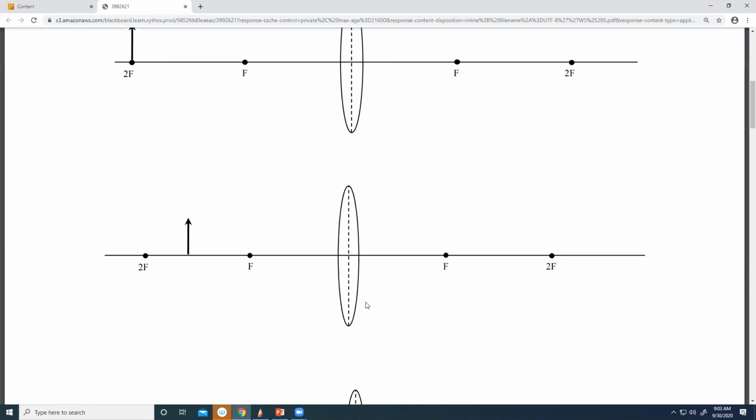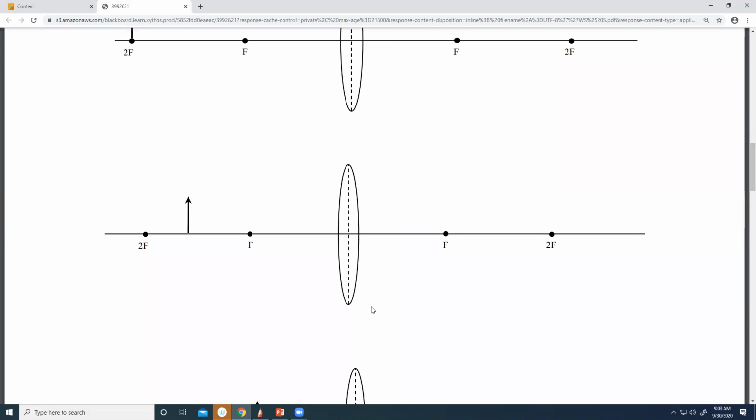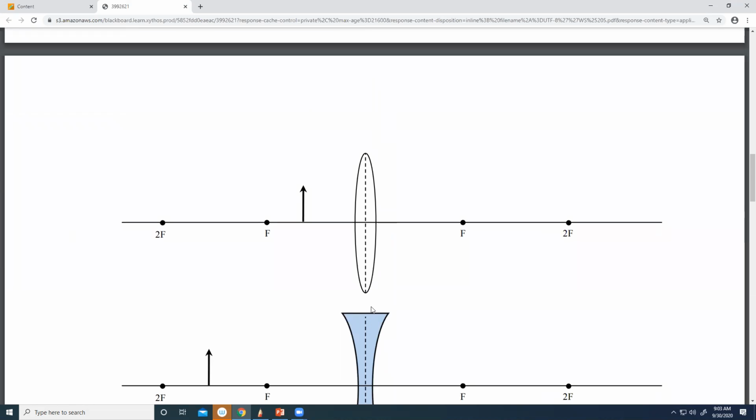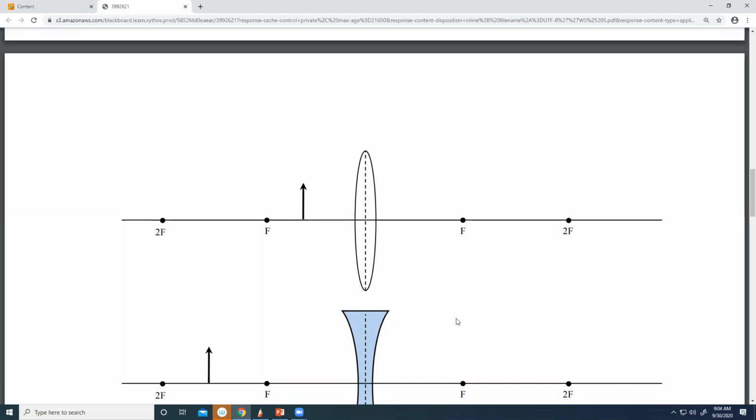Okay, so here is the worksheet. You need to draw a bunch of ray diagrams. Basically, you use the rules that I gave you last time. Using the rules, you can see where the image is formed and what kind of image is formed, whether it's real, virtual, magnified, diminished, upright, inverted. Okay, so you need to see that.